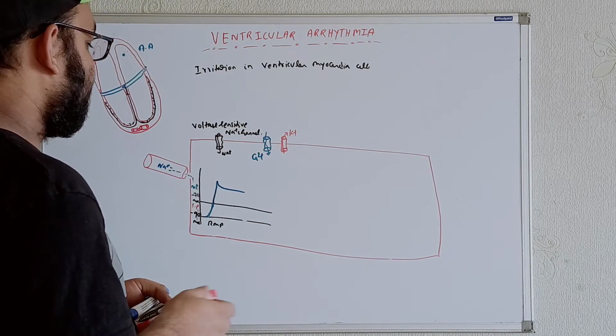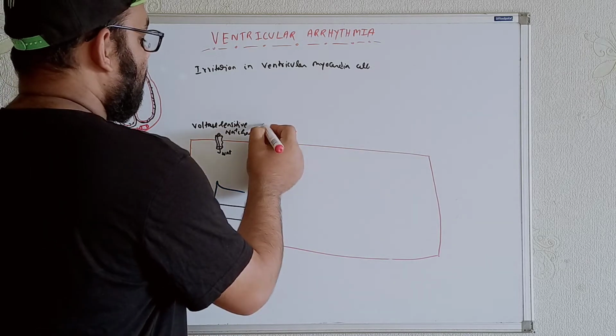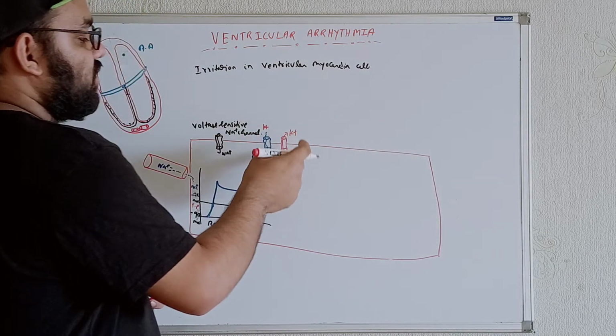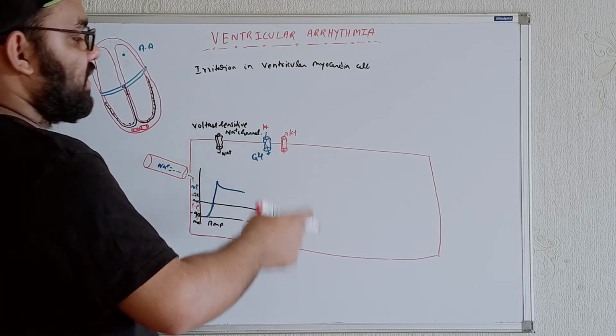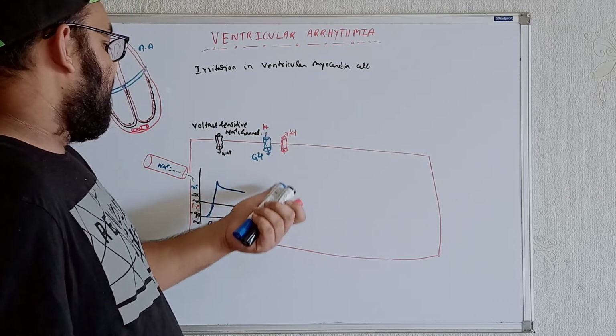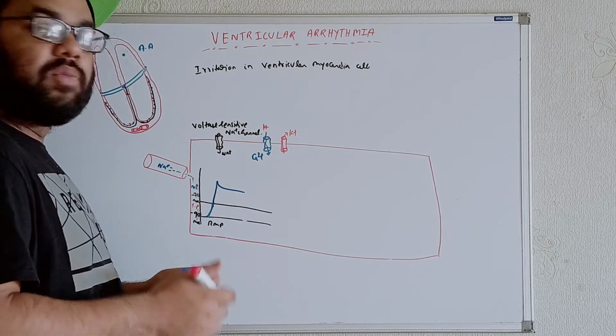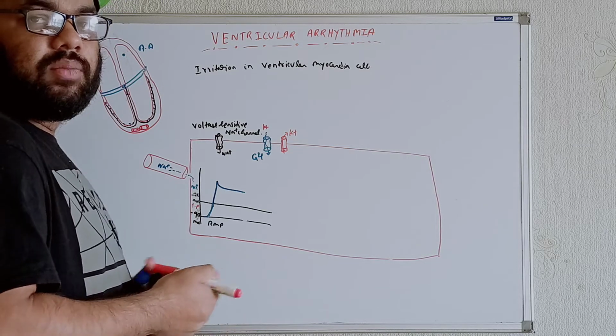Whenever we get the plateau phase, after a certain time the calcium channel will be blocked, but the potassium channel will still be working. So we will see the potassium efflux continuing. Whenever the potassium efflux continues, more cations are going out of the cell, and as a result we will see the repolarization of the cell.